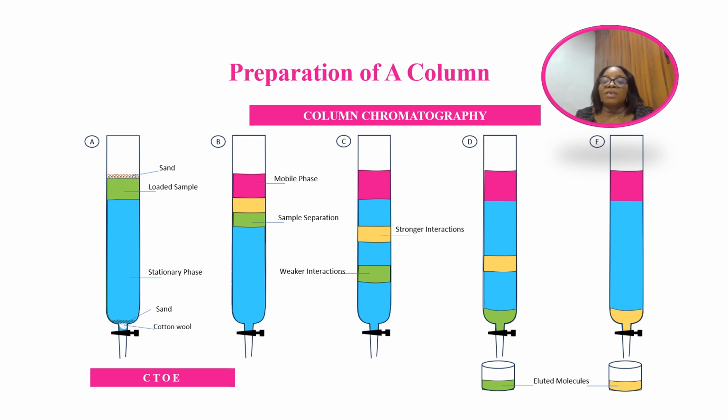You dissolve the sample mixture in a small amount of the mobile phase, carefully adding the sample solution to the top of the column, allowing it to settle into the stationary phase. And you add sand to protect the sample.